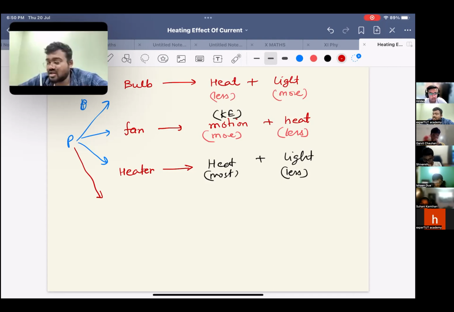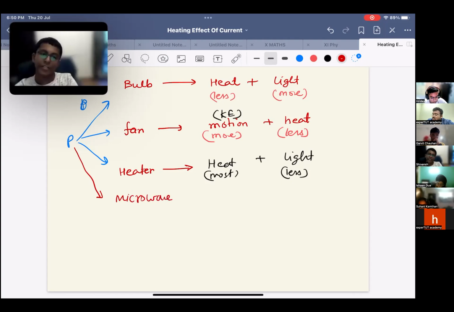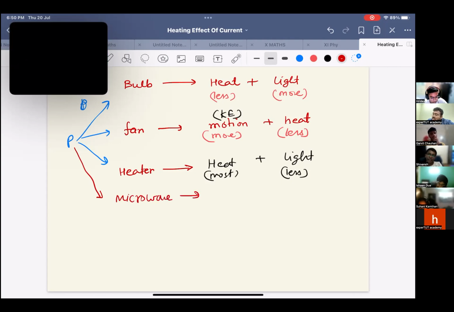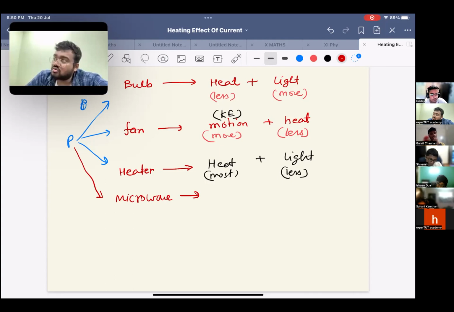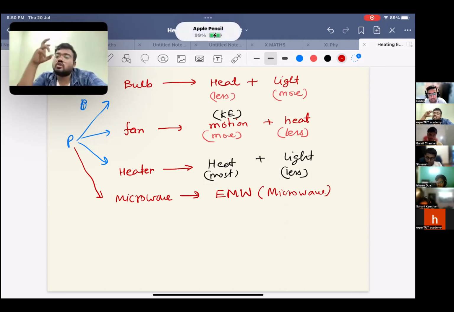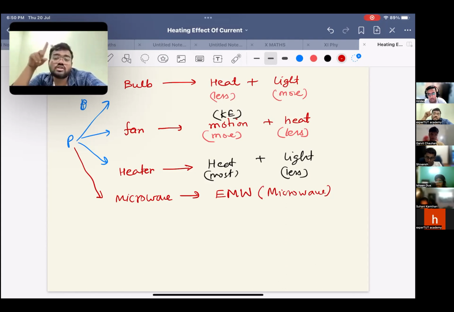There is one thing which is different, that is the microwave. So fridge. What does a microwave do? Most of it is what we call electromagnetic waves, EMW, which are also called microwaves. In this case especially microwaves, and very few of them are light. Okay. EMW. So it generates microwaves. Okay. So the microwave does not generate heat.